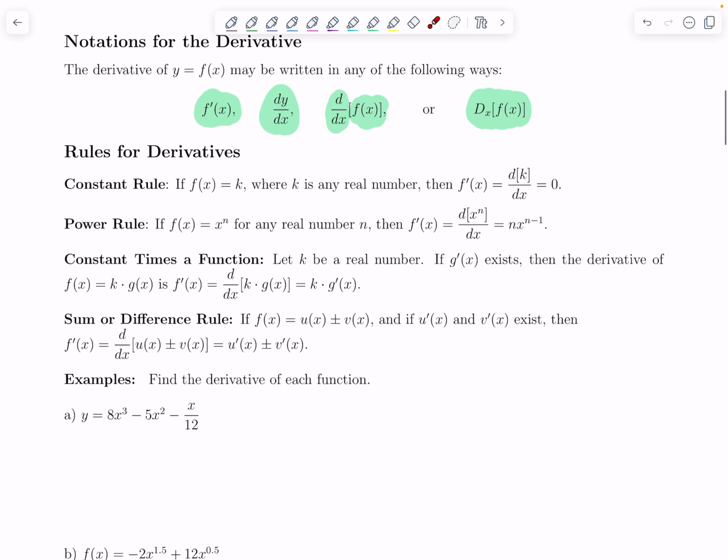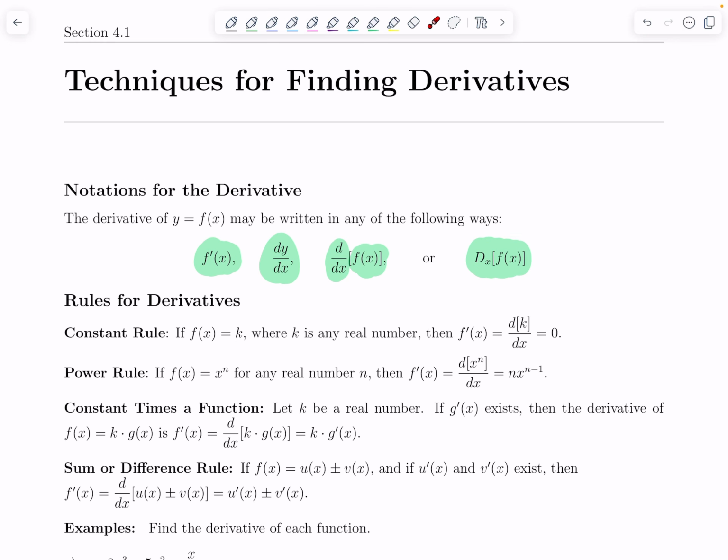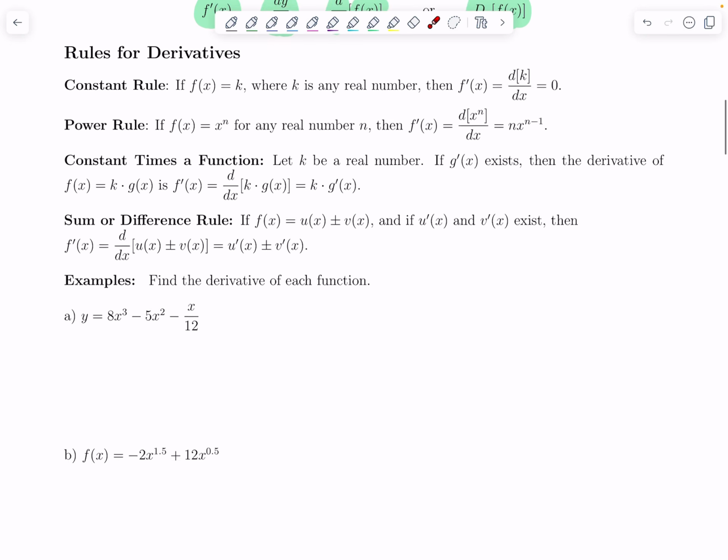So now let's get into the rules. You're probably excited. You're like, what? There's a shortcut? Why didn't we learn it sooner? We'll talk about that another time. Okay, so rules for derivatives.